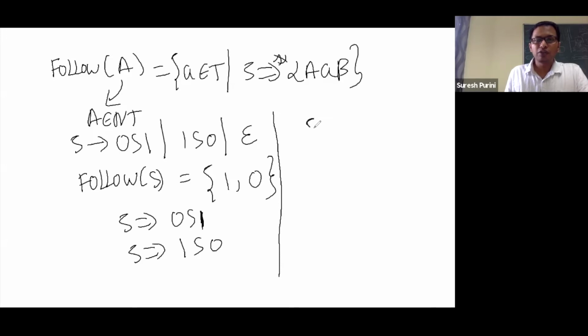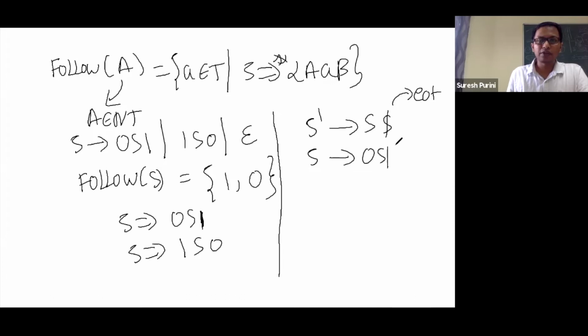So what do we do? We take the base grammar and introduce a new start symbol S prime, and we say S prime goes to S followed by $, where $ is an end of file symbol. The rest of the substitution rules remain the same: S goes to 0S1, 1S0, epsilon. So in this augmented grammar, follow of S prime is the null set, okay?